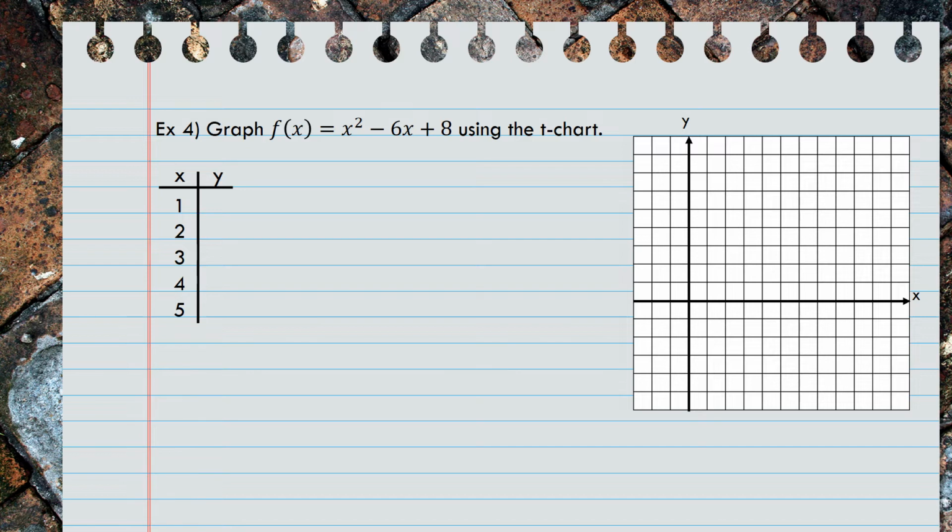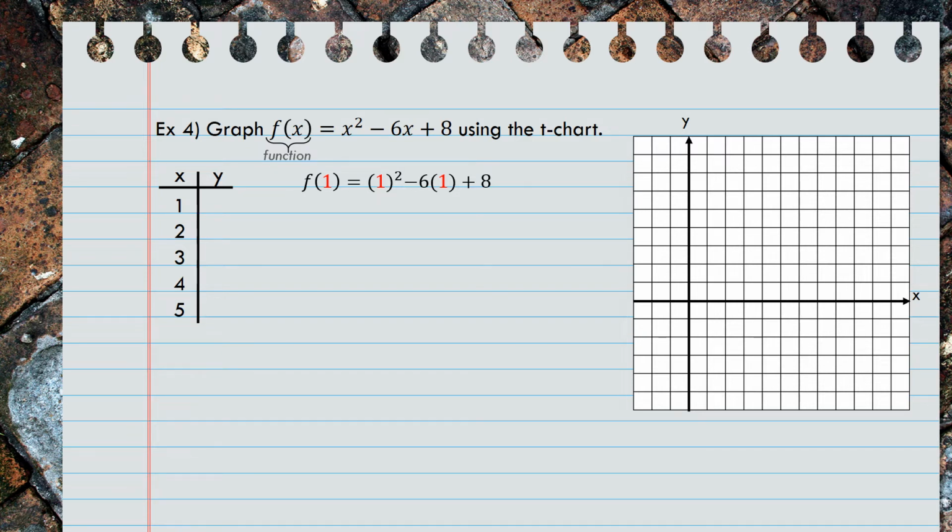Example 4, graph f of x equals x squared minus 6x plus 8 using the provided t-chart. Now first, look at the notation. That tells us this is a function. Alright, so now let's use the t-chart. The first value we see is a 1, and notice it's in the x column. So we go to the function, and we plug in a 1 for every time we see an x. So f of 1 equals 1 squared minus 6 times 1 plus 8.